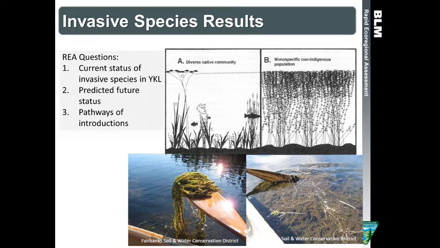In the YKL REA, there are three themes around which the invasive species are centered. What's the current status of non-native species in the region? What do we forecast for the future, or what areas are vulnerable to invasion? And what are the likely pathways of invasion?